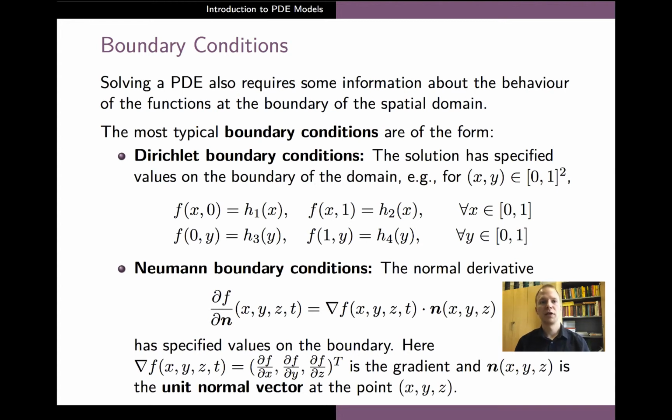And finally, it should also be noted that the initial condition we considered on the previous slide is also in a sense a boundary condition on the time variable t, but it is given a specific special name due to the interpretation of this variable.